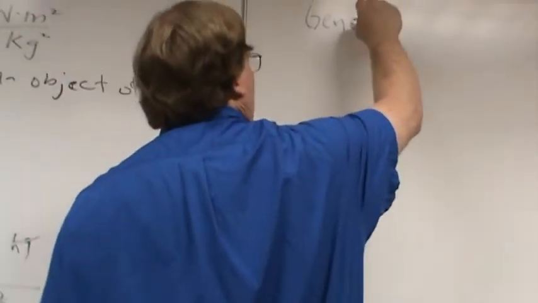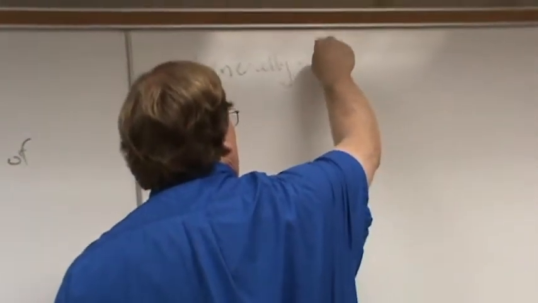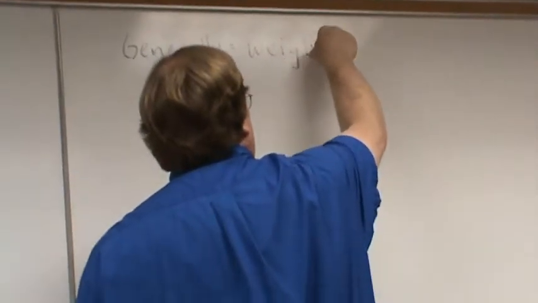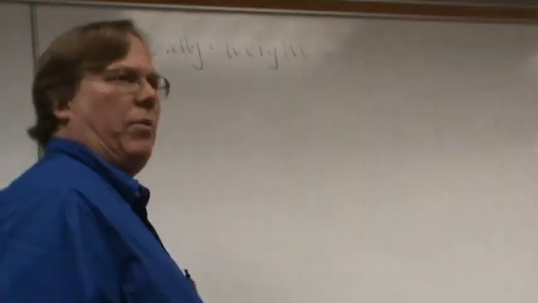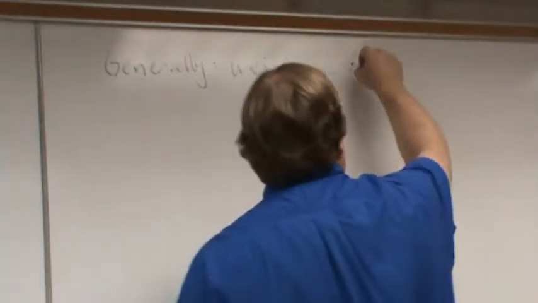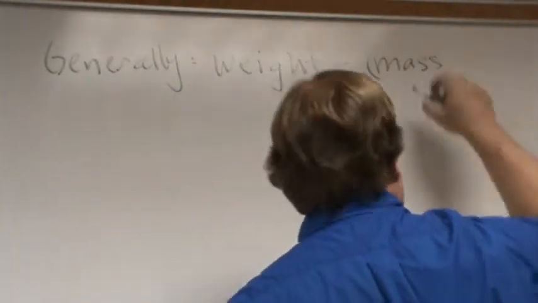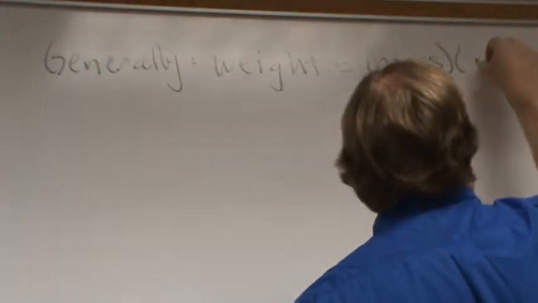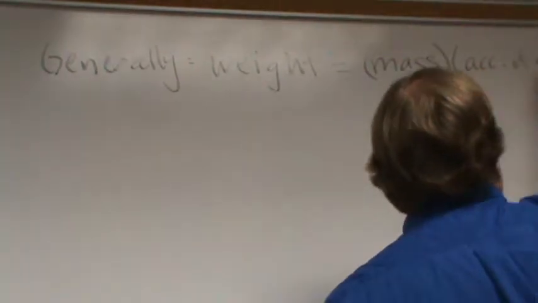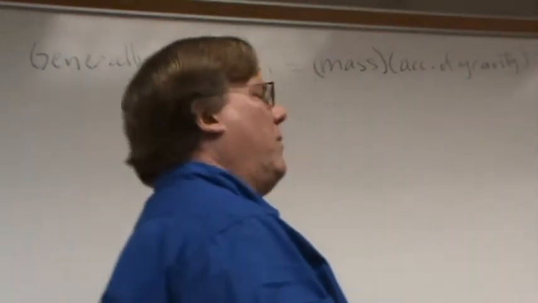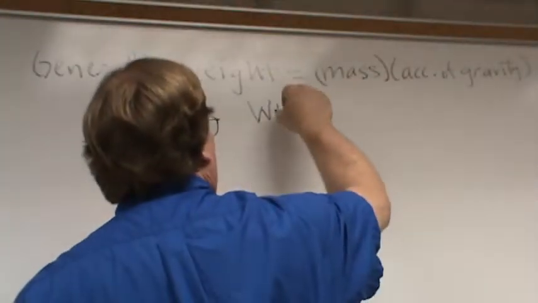And so that gets us to this big equation we're learning, the first force that we're learning about. And that is generally, weight, which is the force that the Earth or any planet exerts on you, is going to be mass times the acceleration of gravity. Whatever the acceleration of gravity on that planet happens to be, mass times that acceleration of gravity is going to be your weight. And so we normally just write it weight equals mg.